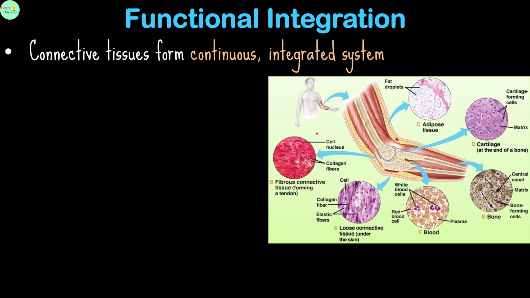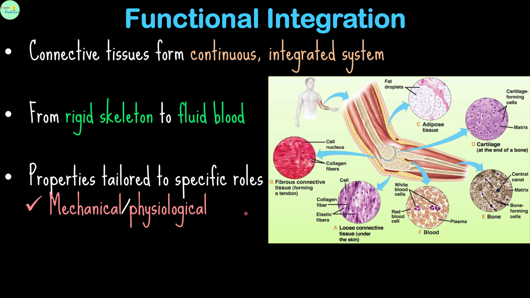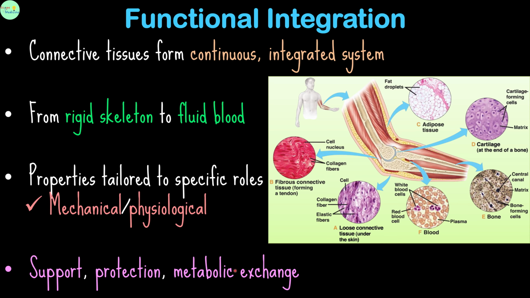In summary, connective tissues form a continuous and integrated system that extends from the rigid skeleton to the fluid blood. The properties of each connective tissue type, ranging from loose areolar tissue to dense bone, are exquisitely tailored to its specific mechanical and physiological roles in support, protection, and metabolic exchange throughout the body.